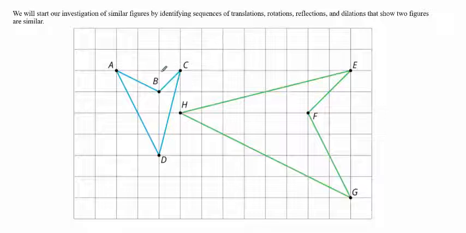All right, so let's see how this works. So we're going to start our investigation of similar figures by identifying sequences of translations, rotations, reflections, and dilations to show two figures are similar. So I have these two figures here. If they are similar, I should be able to rotate, translate, reflect, and dilate so that one is directly on top of the other one.